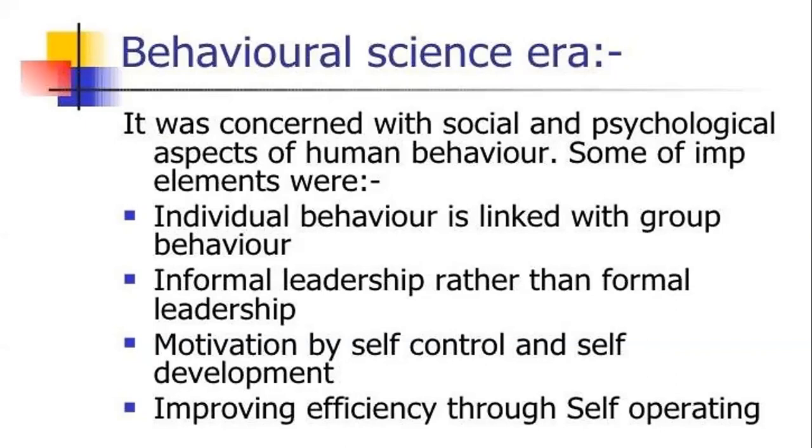Improving efficiency through self-operating is nothing but how can you do things much better by taking care of your own requirements and accordingly converting your own skills into actions, and that is how you will be able to reach the efficiency level. We are talking about self-actualization needs, which can be drawn from Maslow's theory, isn't it?